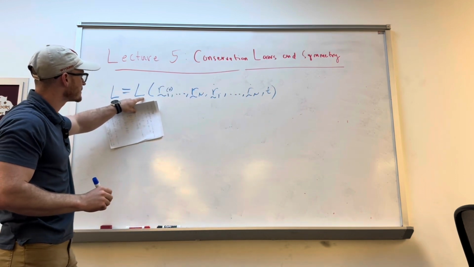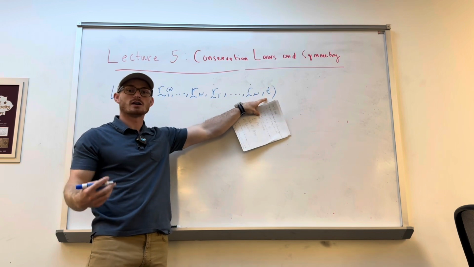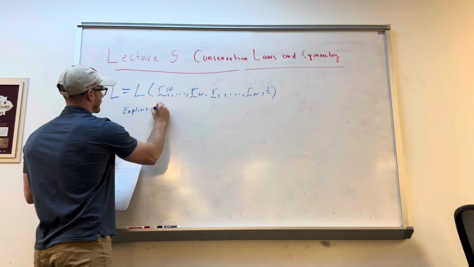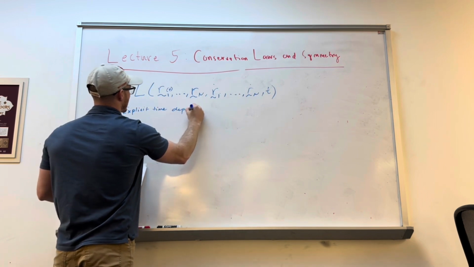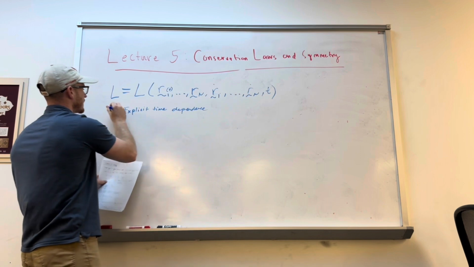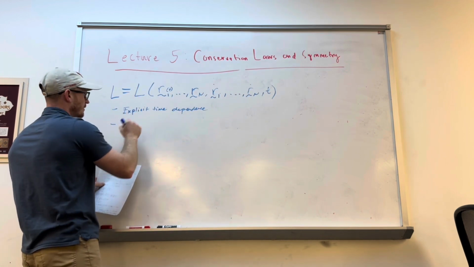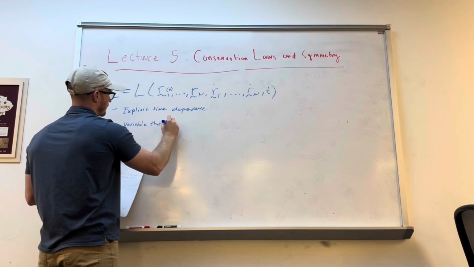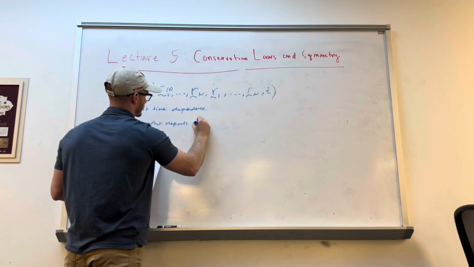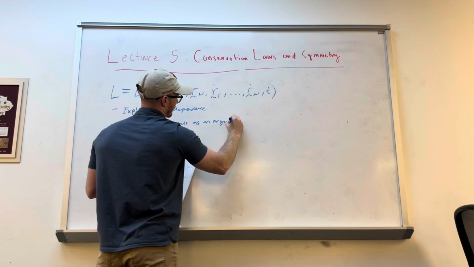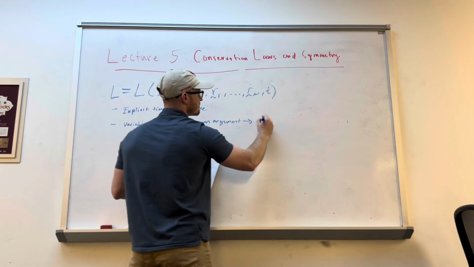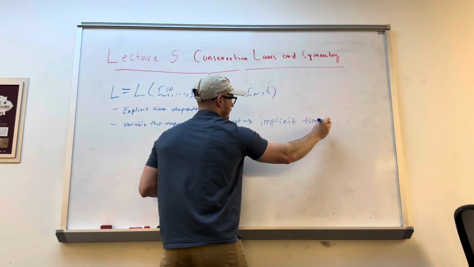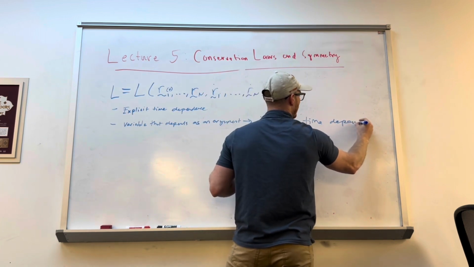When a function depends on something directly in its arguments, that's called explicit time dependence. So L does have explicit time dependence in a general sense. When you have a variable that depends on time as an argument, this is implicit time dependence. And the Lagrangian has both.